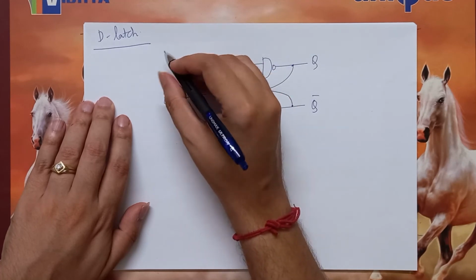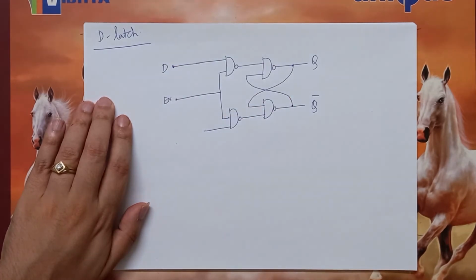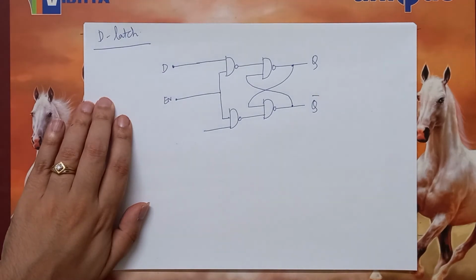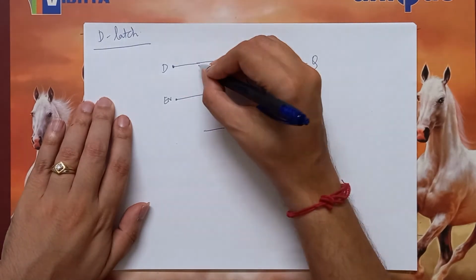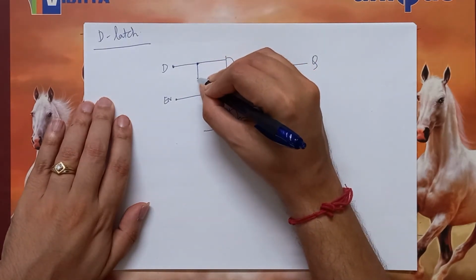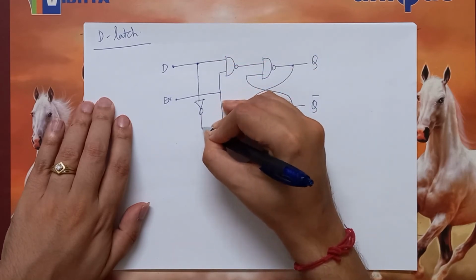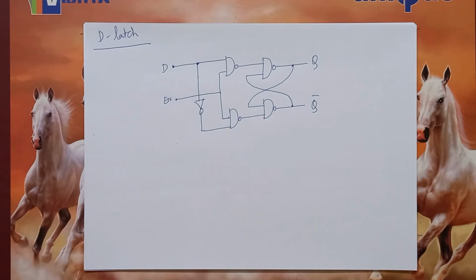We will call this D. SR latch has two inputs, S and R. D latch has one input, that is D. What you do, you take this, take its complement and feed it to the bottom input. This is called a D latch.